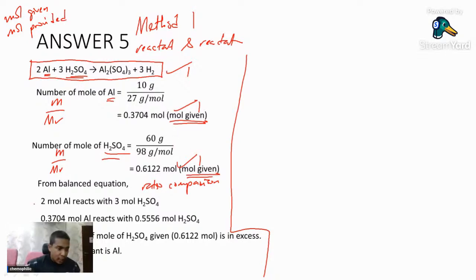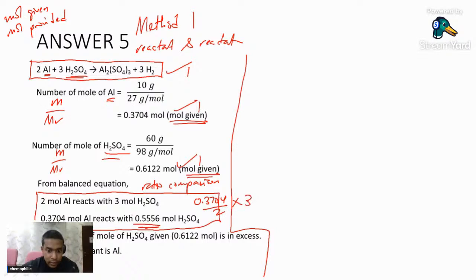So you can see now these sentences. This is what we call ratio comparison. The ratio comparison relates to the chemical equation here. From the balanced equation, 2 mole of Al reacts with 3 mole of H2SO4. So the ratio is 2 to 3. So for 0.3704 mole of Al, how do I get this? We do 0.3704 divided by 2 times 3. You get this answer, 0.05556. Okay, this is the one that you needed.